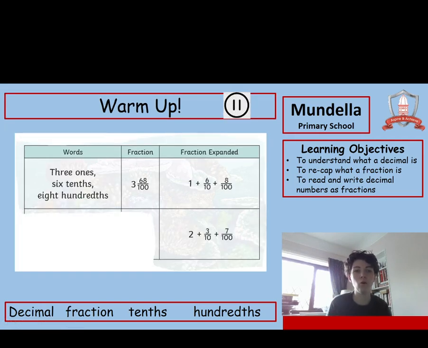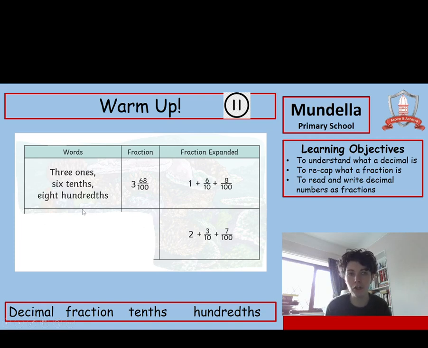Okay, another warm-up. You've got another chunk of the table missing. This time we're writing in words. So here we've got 3 ones, 6/10, 8 hundredths. Oh, that should be not just 1, but that should be a 3 there. Apologies for that. Should be a 3, add 6/10, add 8 hundredths.